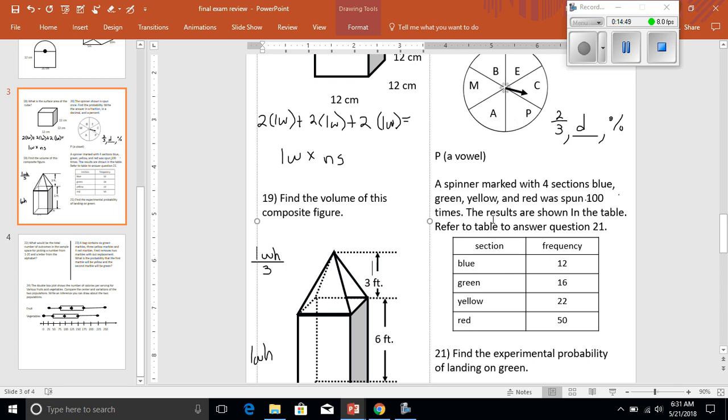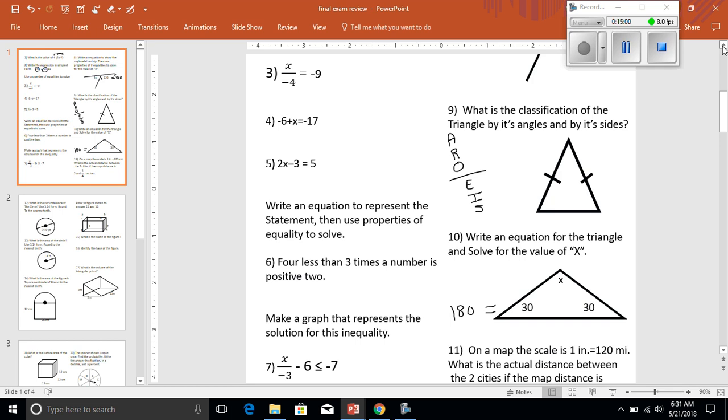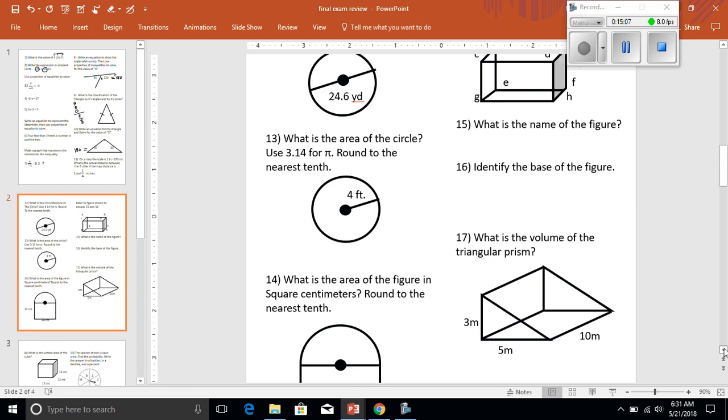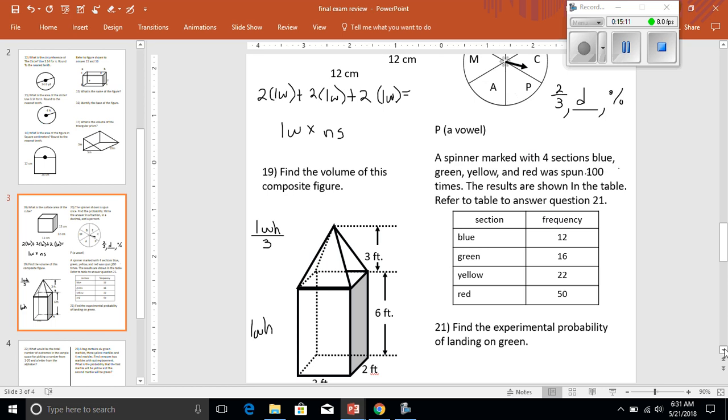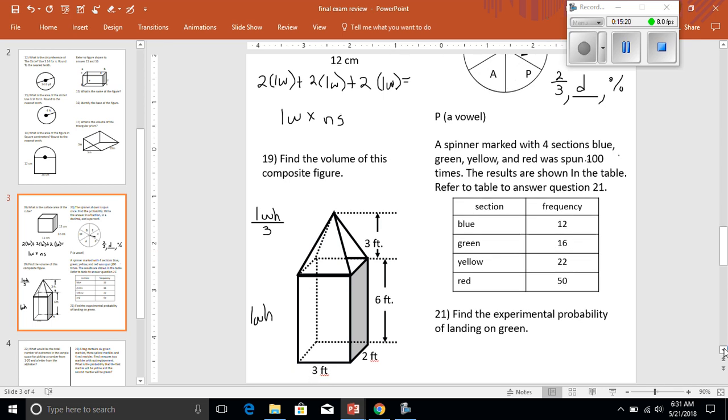The results of the tables are shown. Find the experimental probability of landing on green. Experimental means what actually happened, right? So if we're going to go with what actually happened, then it means what happened in our test. Find the experimental probability of landing on green. Well, green was 16 out of 100 times.